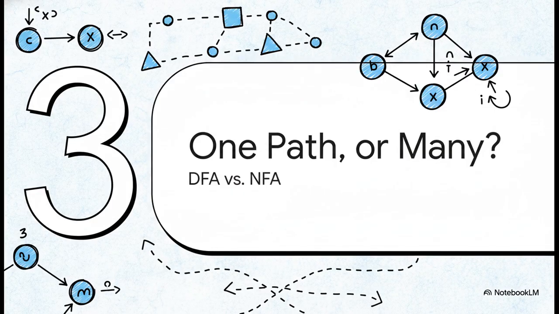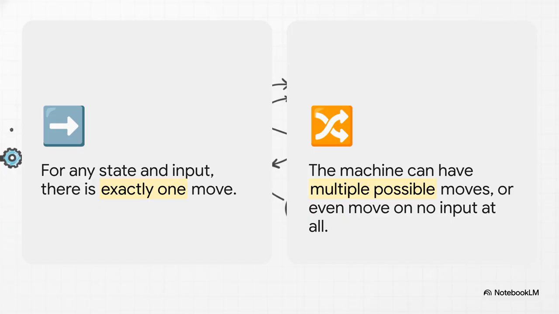Success. So that last example was really straightforward, right? For any state and any input character, there was only one possible path to take. But what if there were choices? This brings us to the two main flavors of these machines. The machine we just used was a deterministic finite automaton, or a DFA for short. It's deterministic because its path is completely set in stone. There are no choices, no ambiguity at all. On the flip side, you have a non-deterministic finite automaton, or an NFA, and these are more flexible. From one state, a single input might give you a few different places to go. It's kind of like exploring multiple paths at the same time.